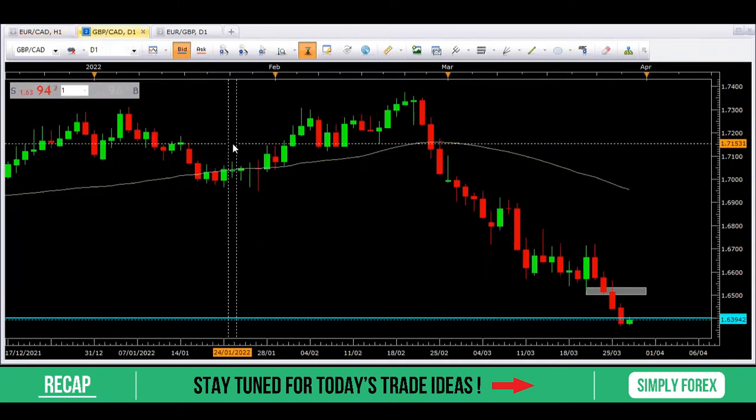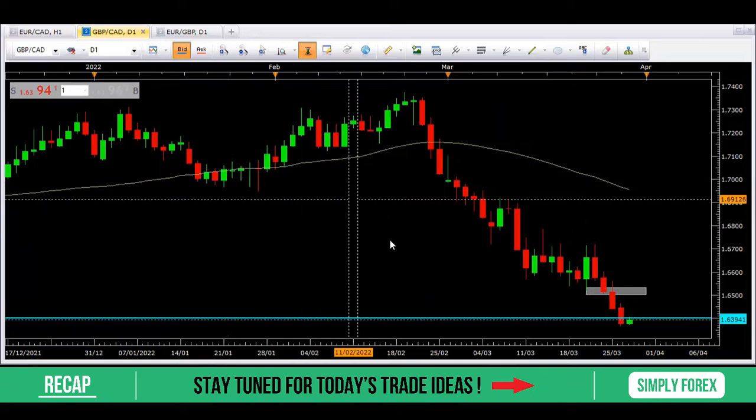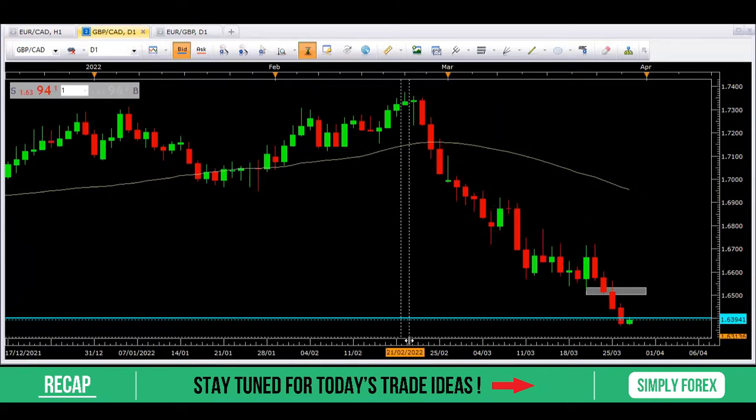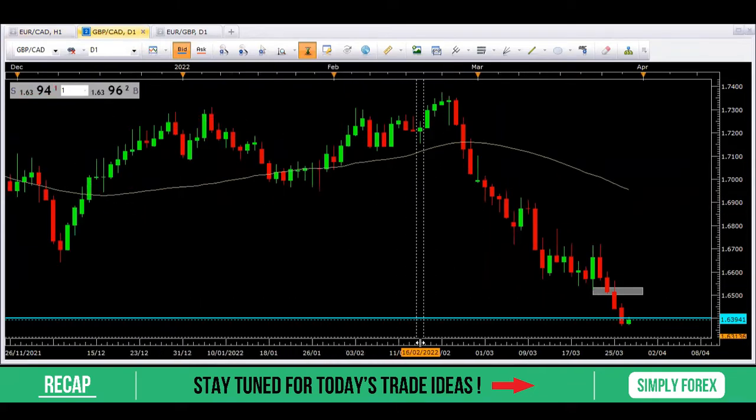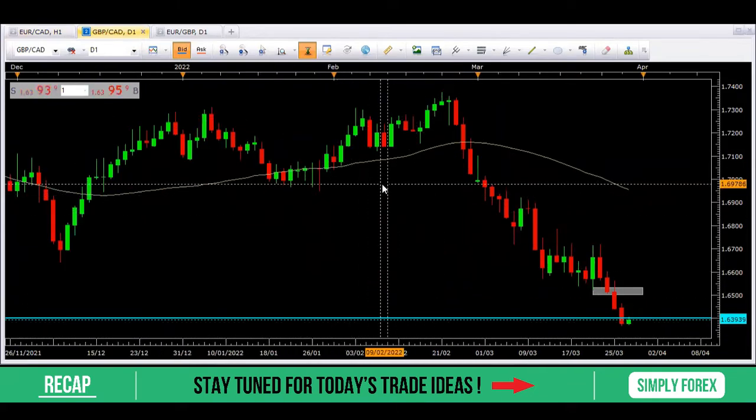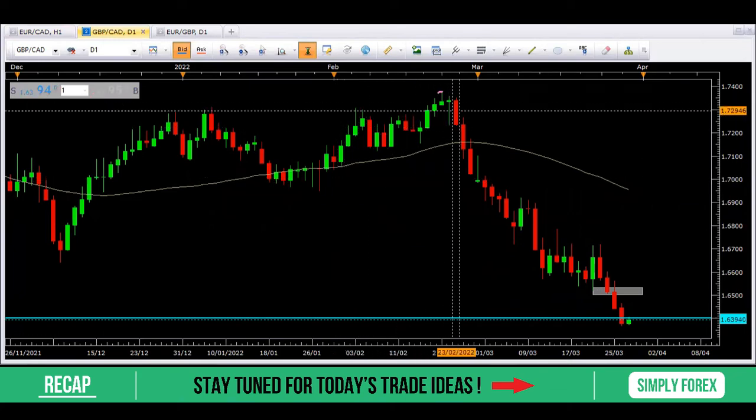Next one, guys, was the pound against the Canadian dollar. So I've seen a bit of Canadian dollar strength, and this was a similar scenario, guys. We've got lower highs, lower lows, lower low, lower low, and we've even gone lower. And we've got lower highs, lower highs.